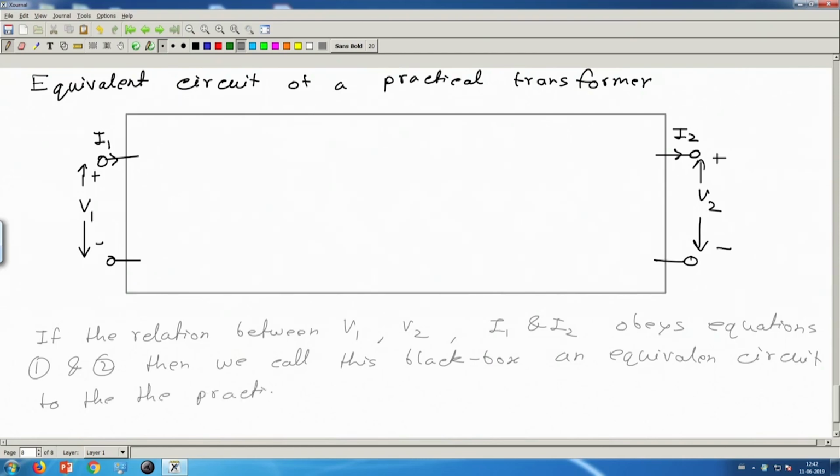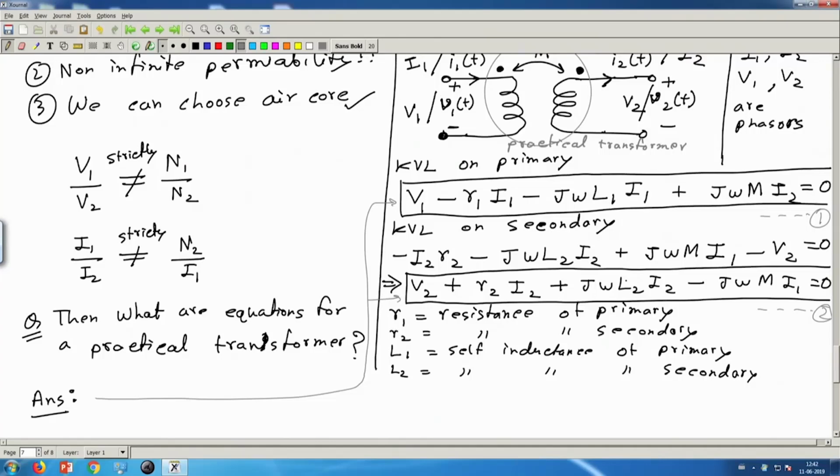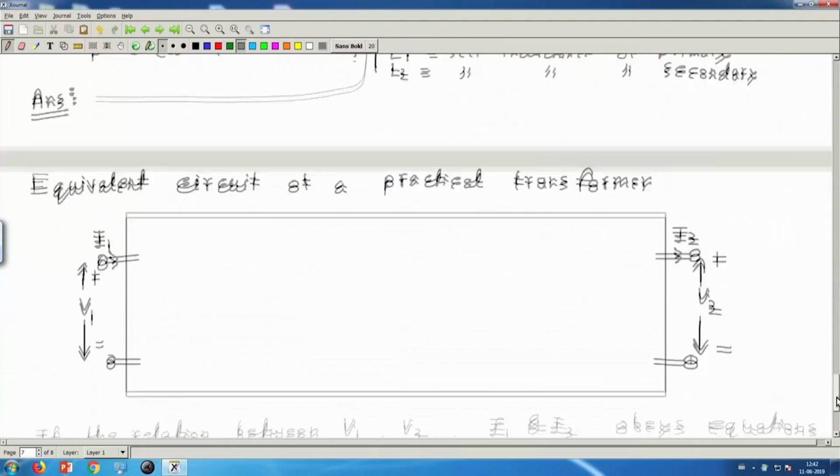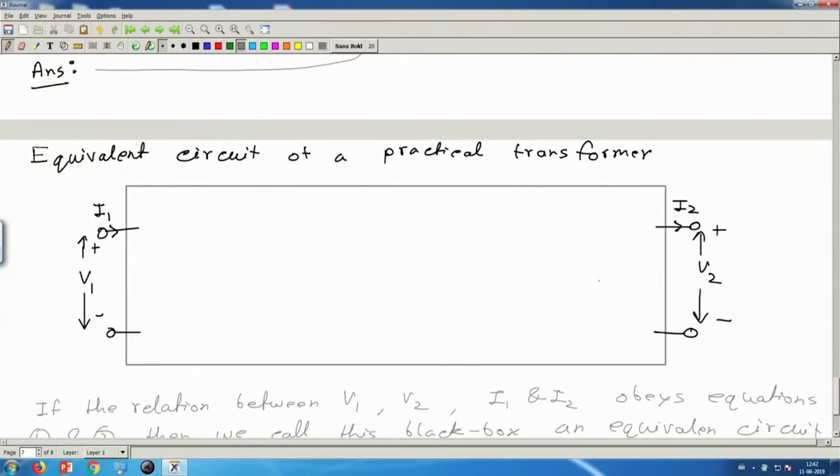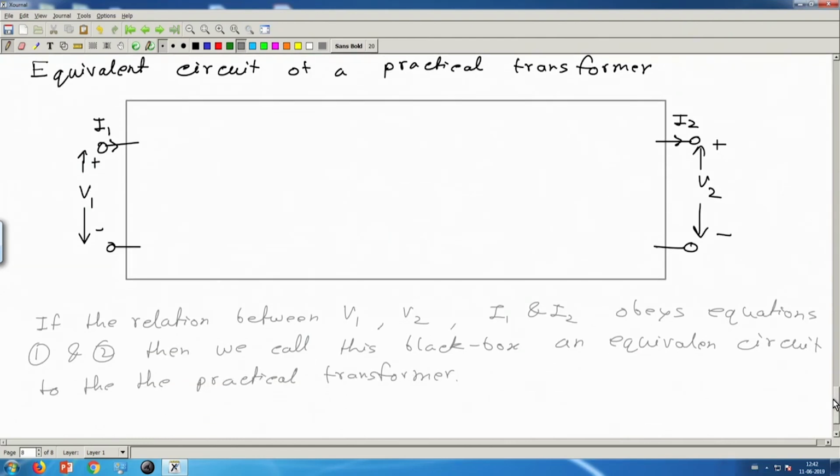Why? Because from outside we cannot tell what is there inside. Is it the actual transformer or is it something else? Because from outside the behavior of V1, V2, I1 and I2 will be similar. So we therefore call this an equivalent circuit, no matter whatever is there inside. It can be a simple circuit, it can be a complicated circuit.